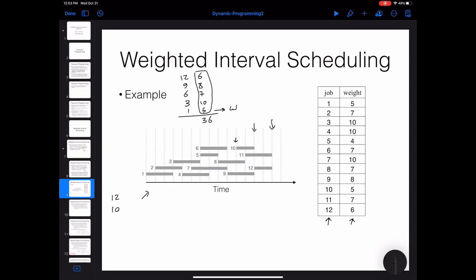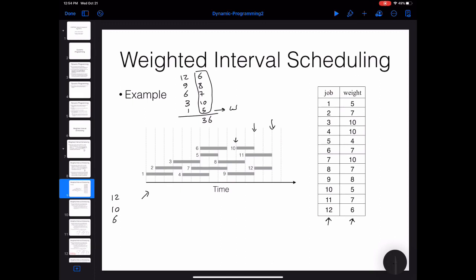You cannot take 8, you cannot take 9. All of them are going to have conflict. The next job that you can actually take is going to be 6 or 7. So among these two, the one which is shorter is going to be 6, so you choose 6.